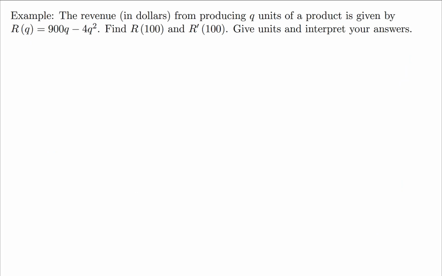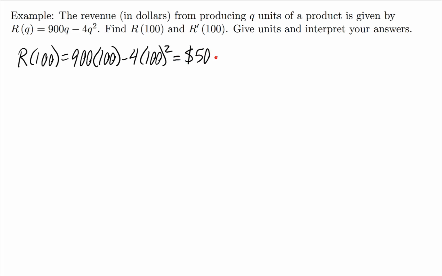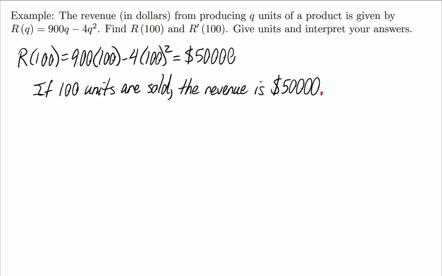Now that we have a derivative, remember another form of the derivative is the idea of marginal. So let's talk about marginal since we can take a derivative directly. The revenue from producing q units of a product would be 900q minus 4q squared. Now the first part of the question is just asking about R of 100, so let's plug that in. If I plug in 100, I get $50,000, and that is a total revenue. So for our interpretation, if 100 units are sold, the revenue would be $50,000.